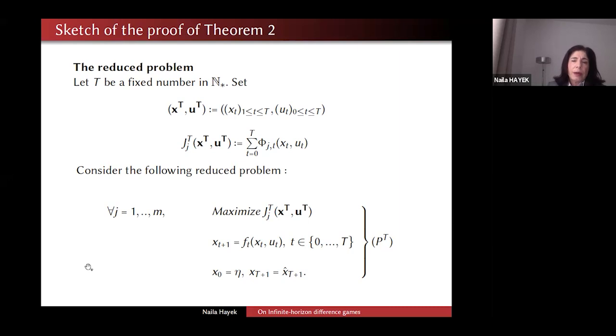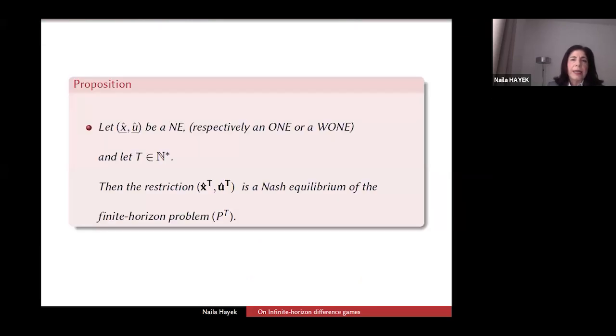So why am I doing this? Now, I did not write it, but you can think that I also have a second problem, which is the same, but instead of the difference equation, I have a difference inequality. So it will be also in the same spirit.